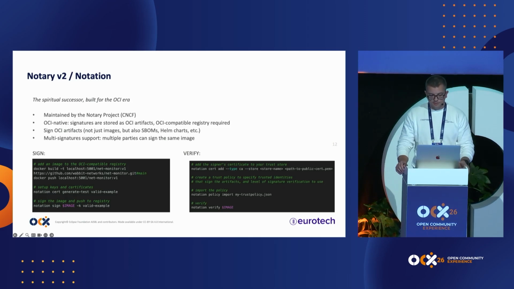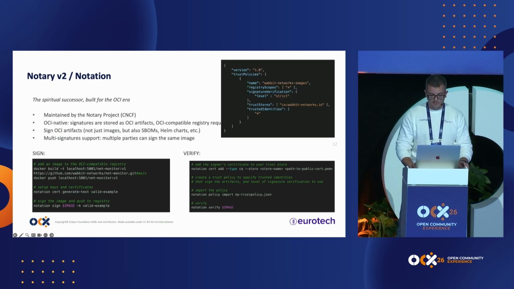For the verification process, you will need to import the certificates into your own trust store. Then an important part is to create a trust policy, like the one that you see here. With the policy, you can specify trusted identities that sign the artifacts and the level of signature verification to use. It can be strict, permissive, skip, or audit. The verification level dictates which verifications to enforce, like the authenticity, timestamping, and integrity, and so on. Then you can simply import the policy and issue the verify command.